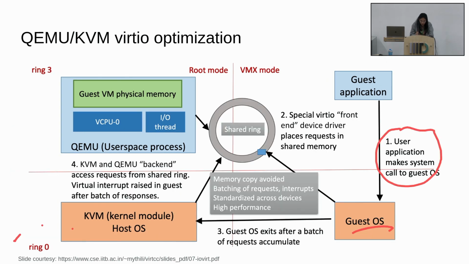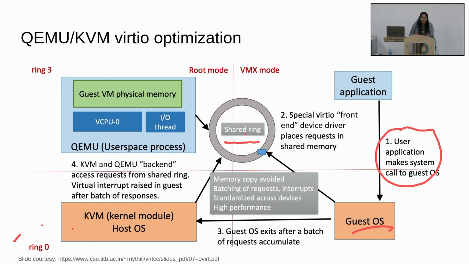Right. So the optimization that was done to avoid all these copies that were happening is to run a shared ring that would be shared across the multiple modes, that is between QEMU as well as the guest operating system.